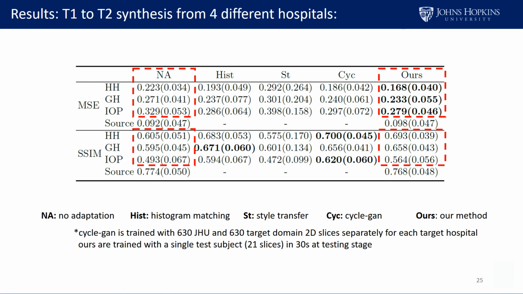This is the quantitative results of the T1 to T2 synthesis. We compare the MSE and SSIM of the synthesized T2 and the real T2. For MSE, the lower the better, while for SSIM, the higher the better. Compared with no adaptation, we achieved better results. We also compared with the CycleGAN, which is trained for each hospital using both source and target data. We achieved comparable results by using a single test image and an additional 30 seconds of adapter training time.